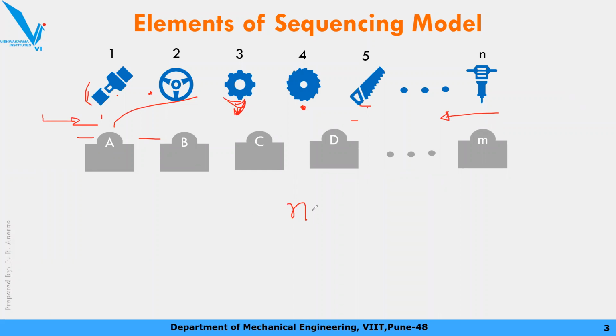According to that, how many combinations are there? N factorial times m. These many combinations of sequence you can obtain. We need to choose only one sequence, but which sequence should we choose? That is the answer, or that will be the aim of this sequencing problem or sequencing model. We need to choose one sequence.